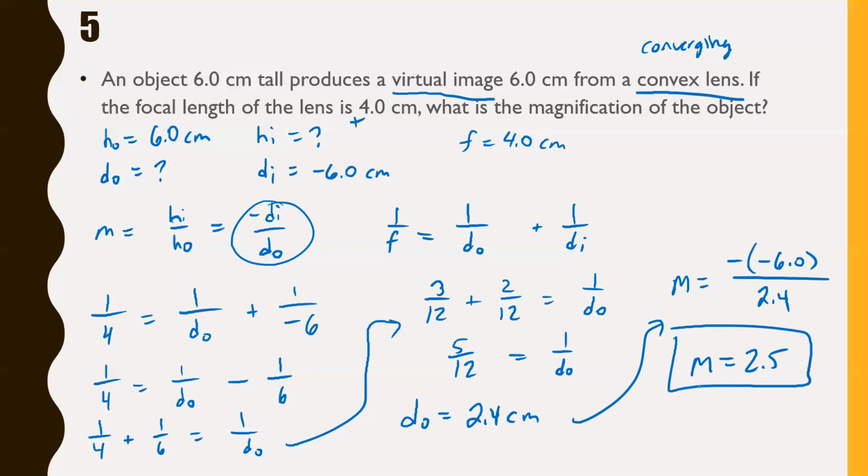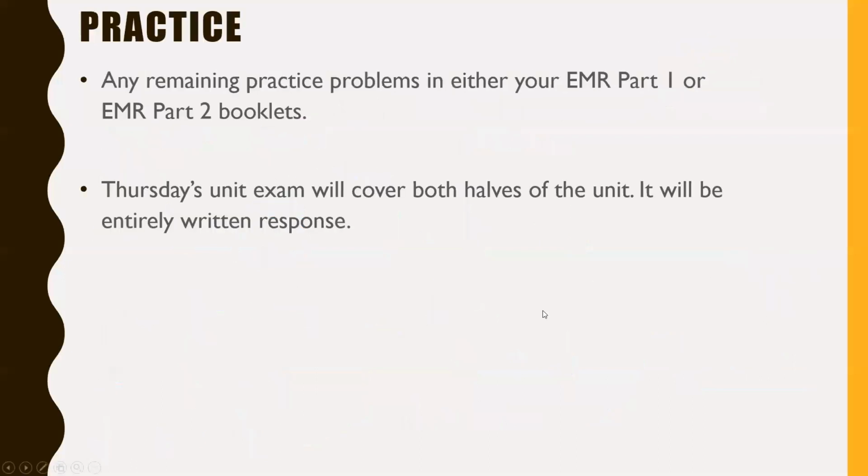Magnification has no units. It's just a factor. In other words, it's just something that you multiply something by. What you can interpret this as is your image is going to be 2.5 times taller than your object would be. That basically is what that means. Okay? Anyway, we're done.